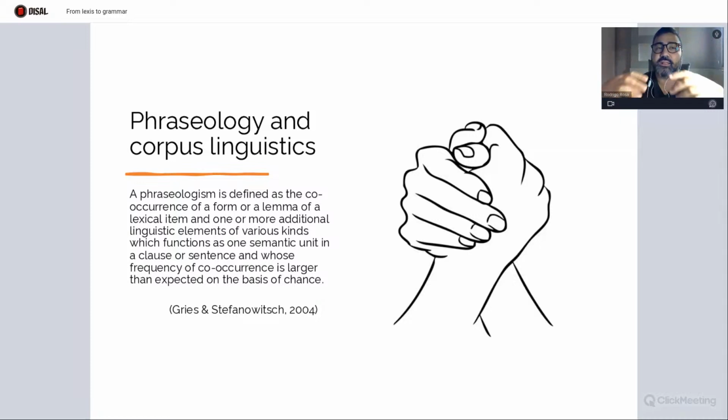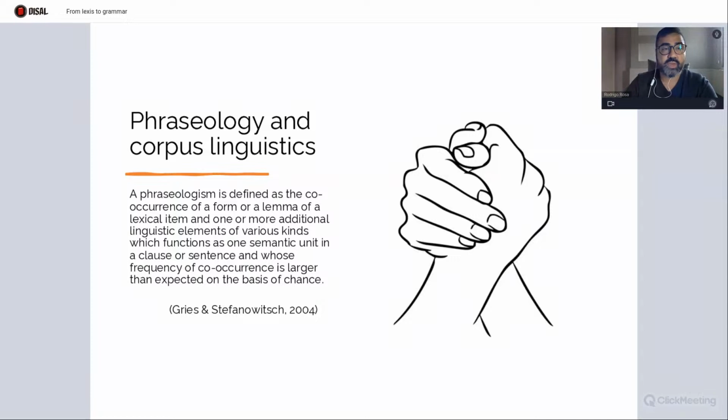So meaning and level of fixedness are important characteristics for the definition of phraseologisms, okay? So they have to serve as a semantic unit in a clause or sentence. And the frequency of this element has to be larger than expected on the basis of chance. This I won't go into, but it has to do with some sort of statistical measures that we can use to determine whether what we're seeing in texts is truly significant or not, okay?